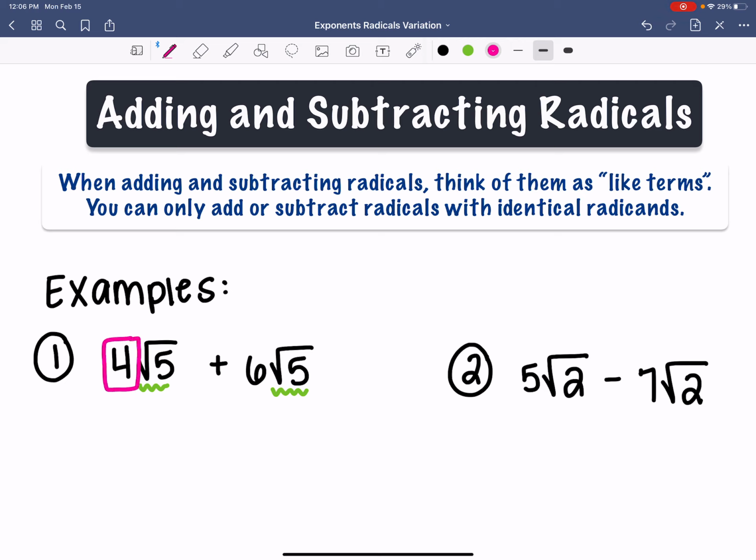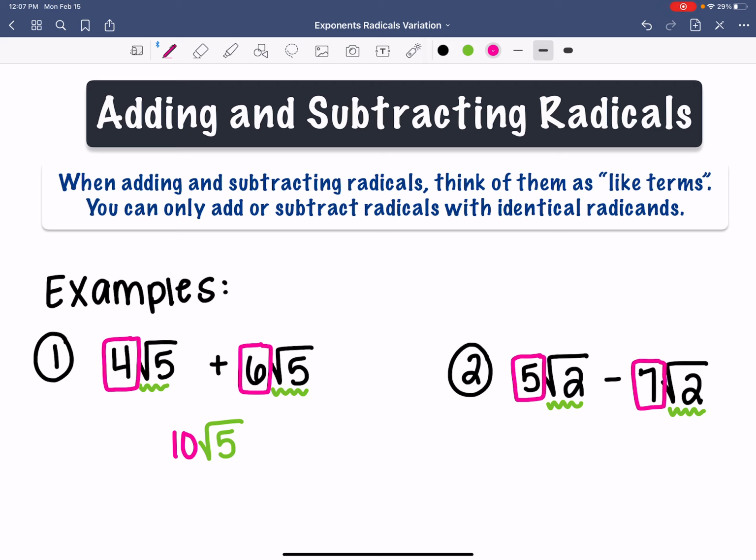So we're going to add 4 plus 6 to get 10, and the square root of 5 stays. So our final answer is just 10 square root of 5. In example 2, again, notice that our radicands are the same. They're both just 2. So since they are the same, that means we can add or subtract the coefficients.